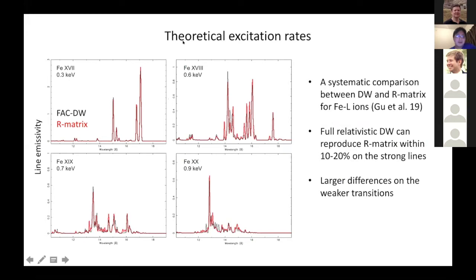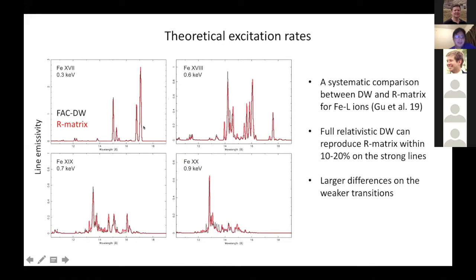A well-known possible issue in the theoretical rate is that there are often reports of differences between the distorted wave and R-matrix calculations of the collision strengths, which are now the two main sources of data used in the new L-shell model in Spex. It is theoretically expected that the R-matrix is more reliable, but distorted wave is obviously needed as R-matrix can handle at maximum a few hundred levels, while in Spex we have typically more than 1,000 or several thousand levels per ion.